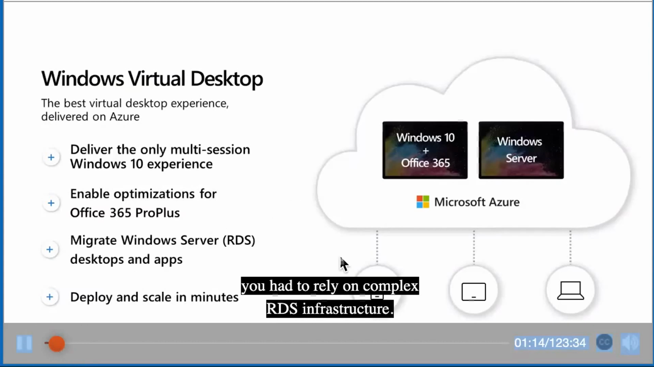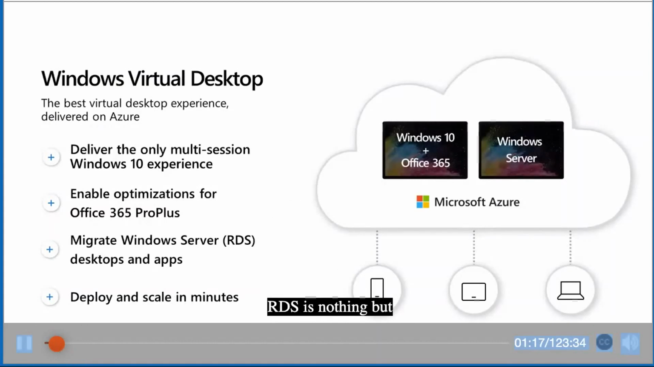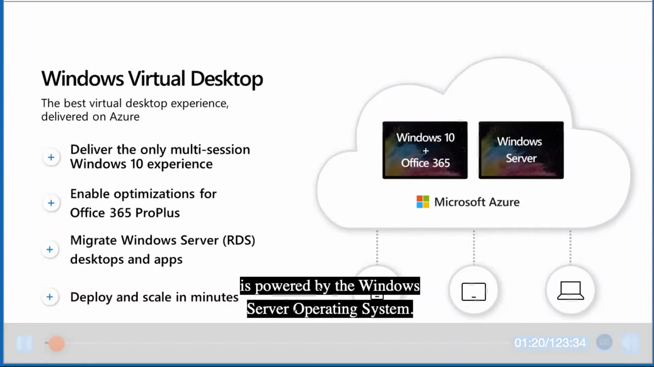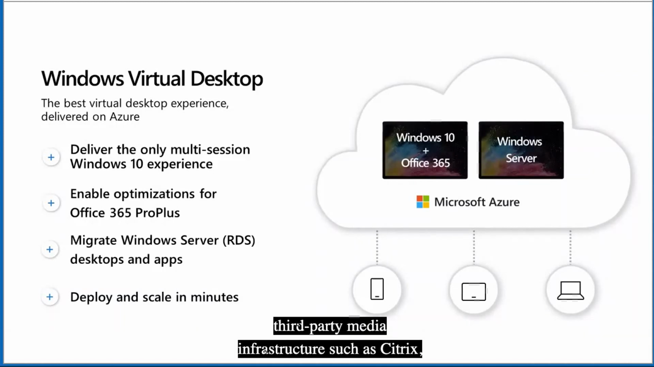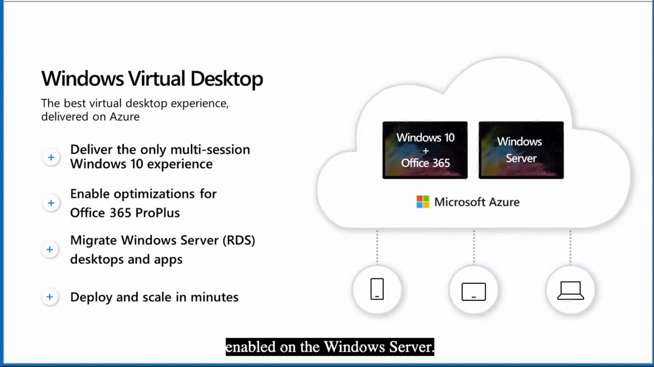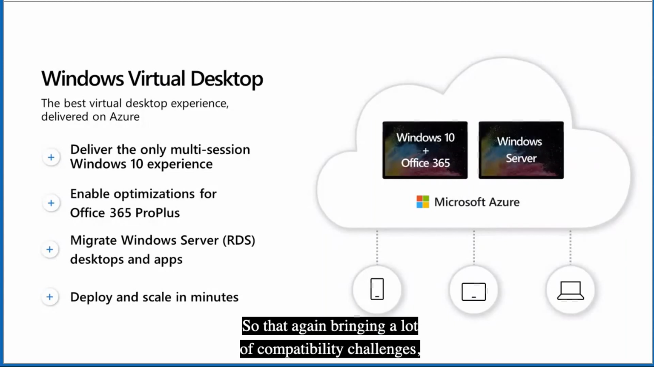You had to rely on complex RDS infrastructure. RDS is nothing but Remote Desktop Services, which is powered by the Windows Server operating system. Or you had to rely on third-party VDI infrastructure such as Citrix or VMware Horizon, and there are many products. The biggest challenge is you have to provide individual virtual machines for each user, or your users have to work with server-based virtualization, which is nothing but a desktop experience enabled on Windows Server. That again brings a lot of compatibility challenges, especially with Office applications and many other applications.